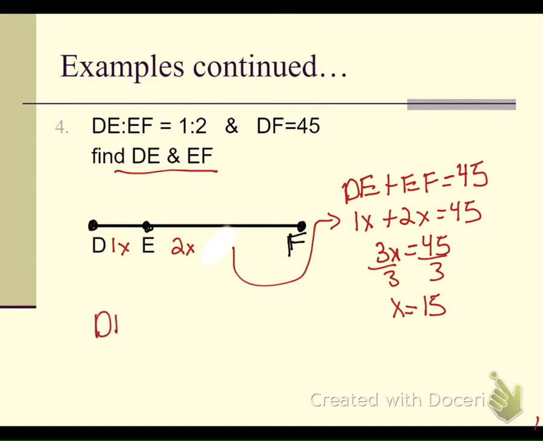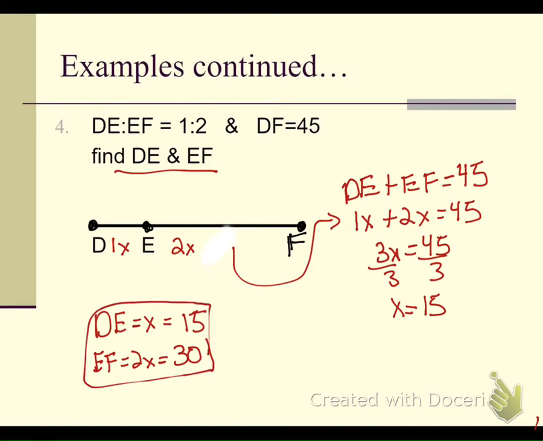So now all this is asking is for you to find those distances. So we know that DE equals x. And what is our value of x? 15, thank you. And we want to know that EF is 2x. So how much does that have to be? 2 times 15 is 30. So we're not looking for a ratio here. We just want to find lengths based on a ratio.